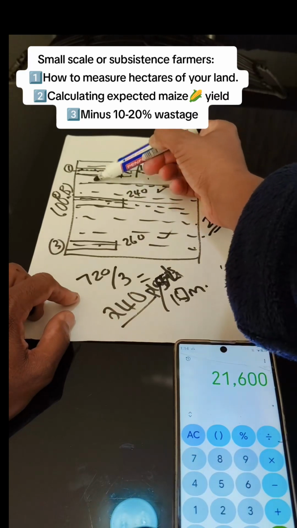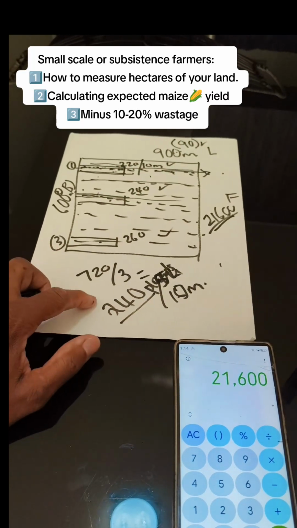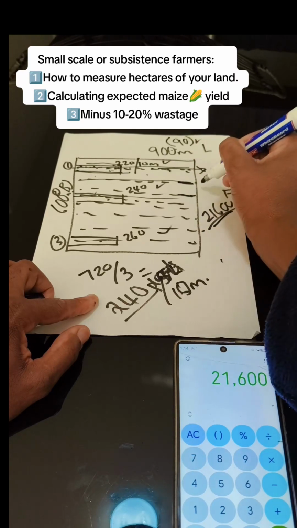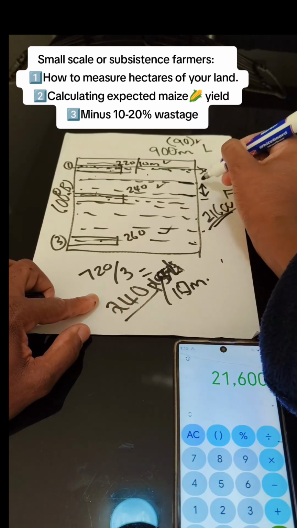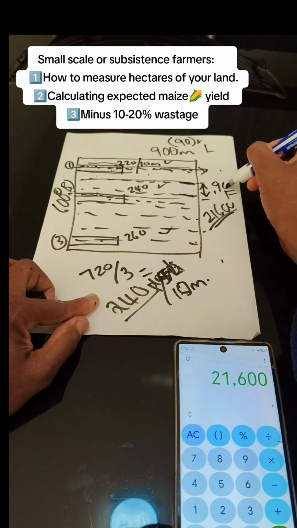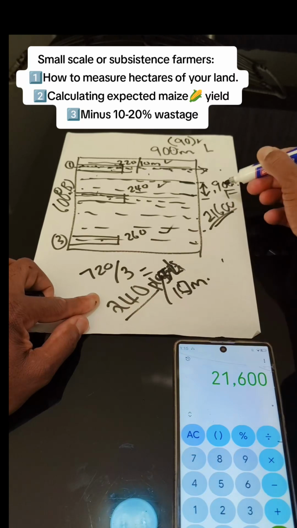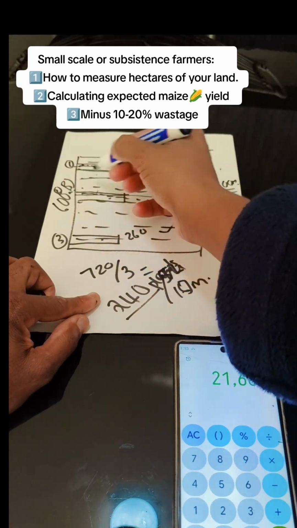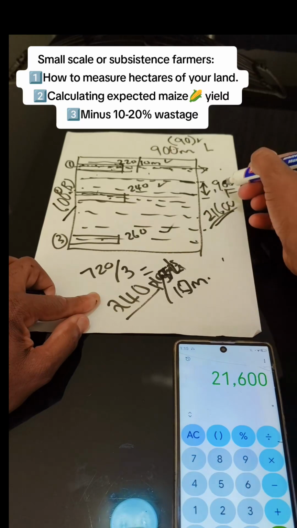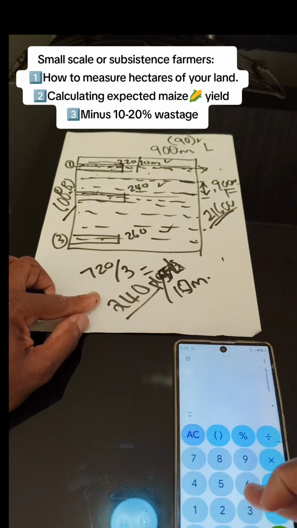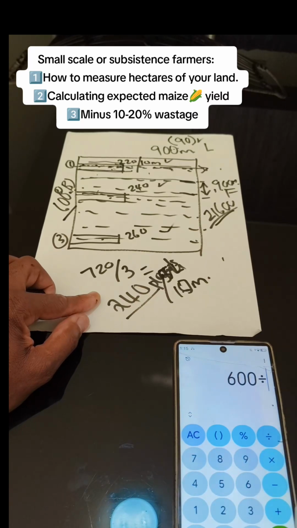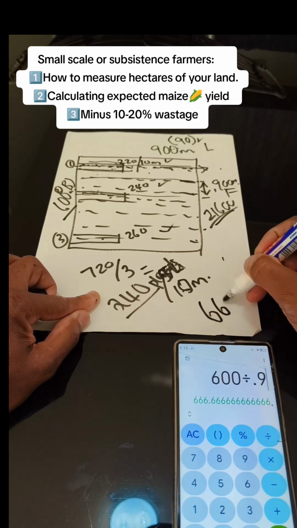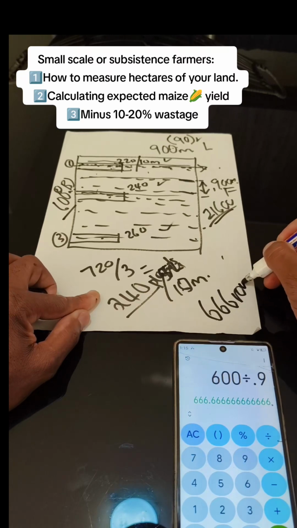Now we want to calculate the number of rows that you have. You only check the spacing from this row to the next row, and you find that maybe it's 0.900 meter. So the breadth is 600 meters, divided by 0.900 meter, which gives you 666 rows.